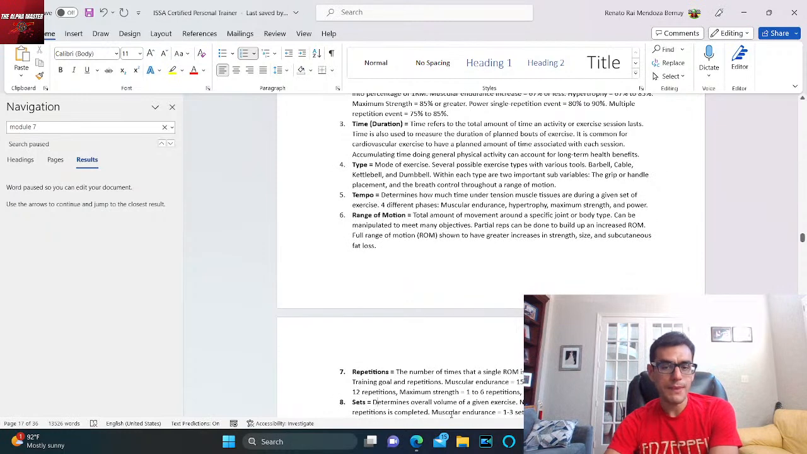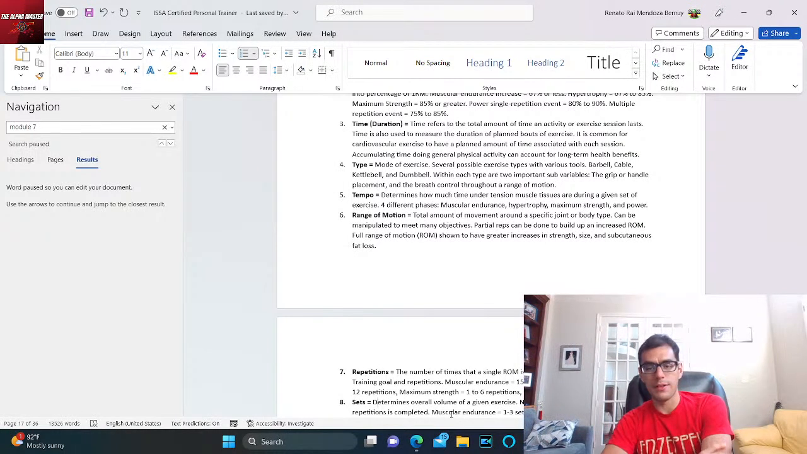Now, sets determine the overall volume of a given exercise. Sets are the number of times that a group of repetitions is completed.